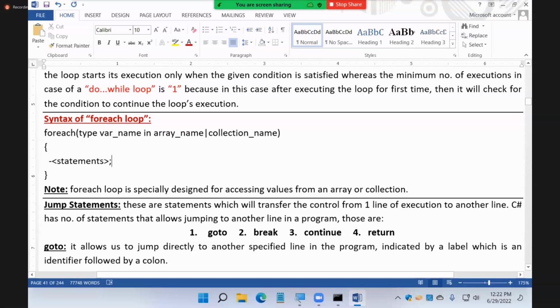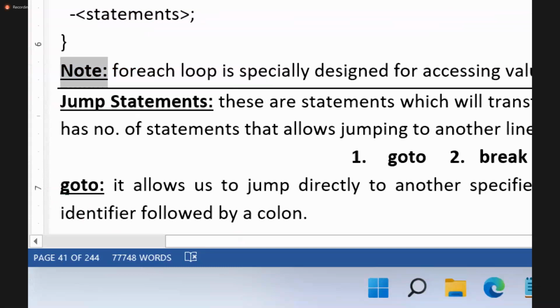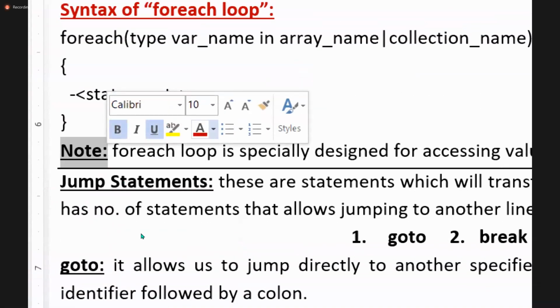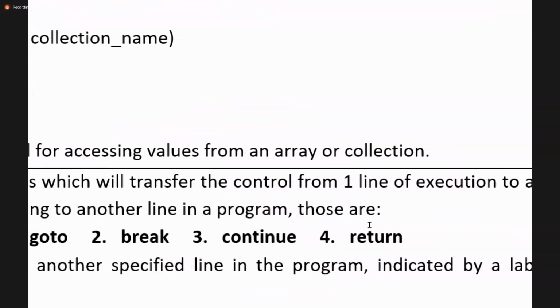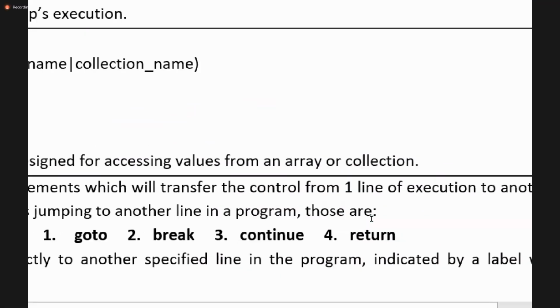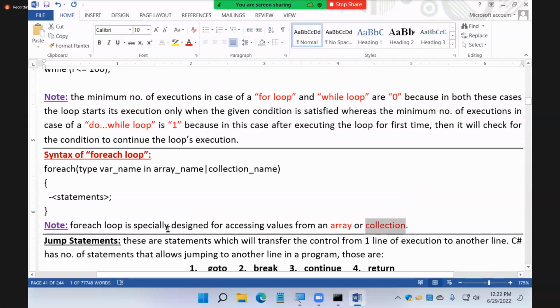But what is the use of the foreach loop? Read it. The foreach loop is specially designed for accessing values from an array or collection. You want to access a value from an array or from a collection, in those scenarios foreach loops will be used. Okay, we'll talk in the next class. We'll conclude all these things now. So are you clear with all the six conditional statements except foreach?